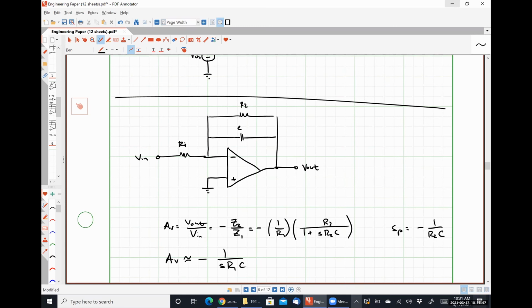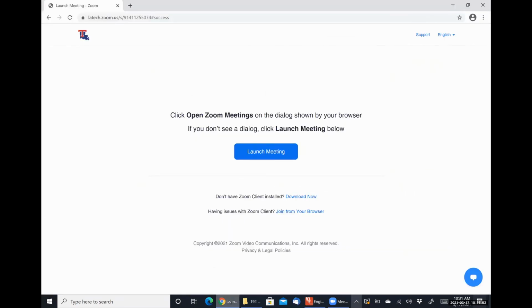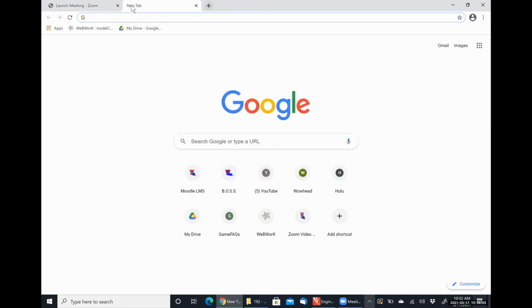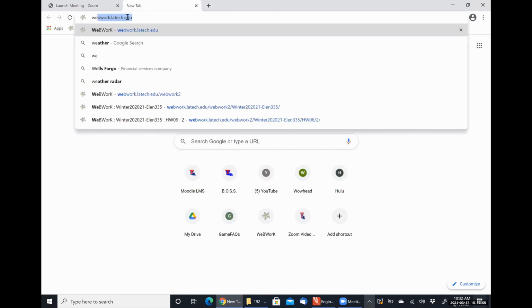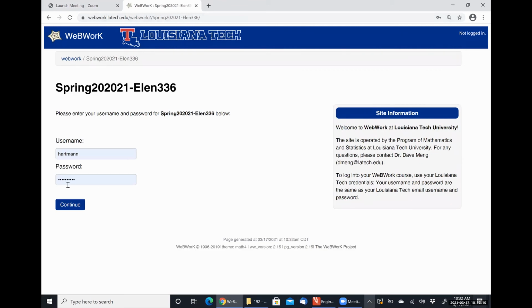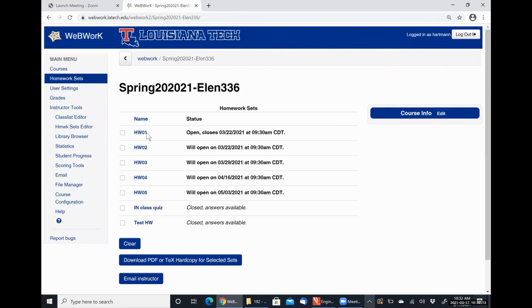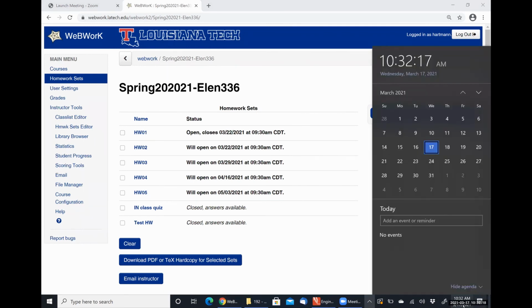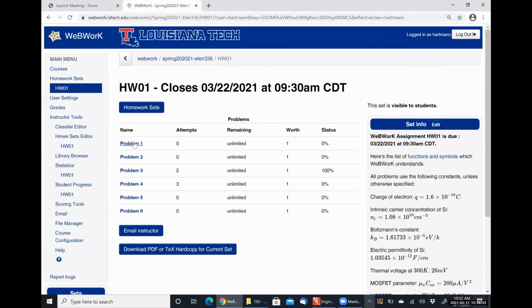That's the last thing that I have prepared for today. I'd like to take a moment to look at our Webwork assignment for this class. So give me just a moment to pull that up, just to make sure I've done my due diligence to this point and we can answer some questions. So this closes on the 22nd, which is Monday at 9:30. All right.